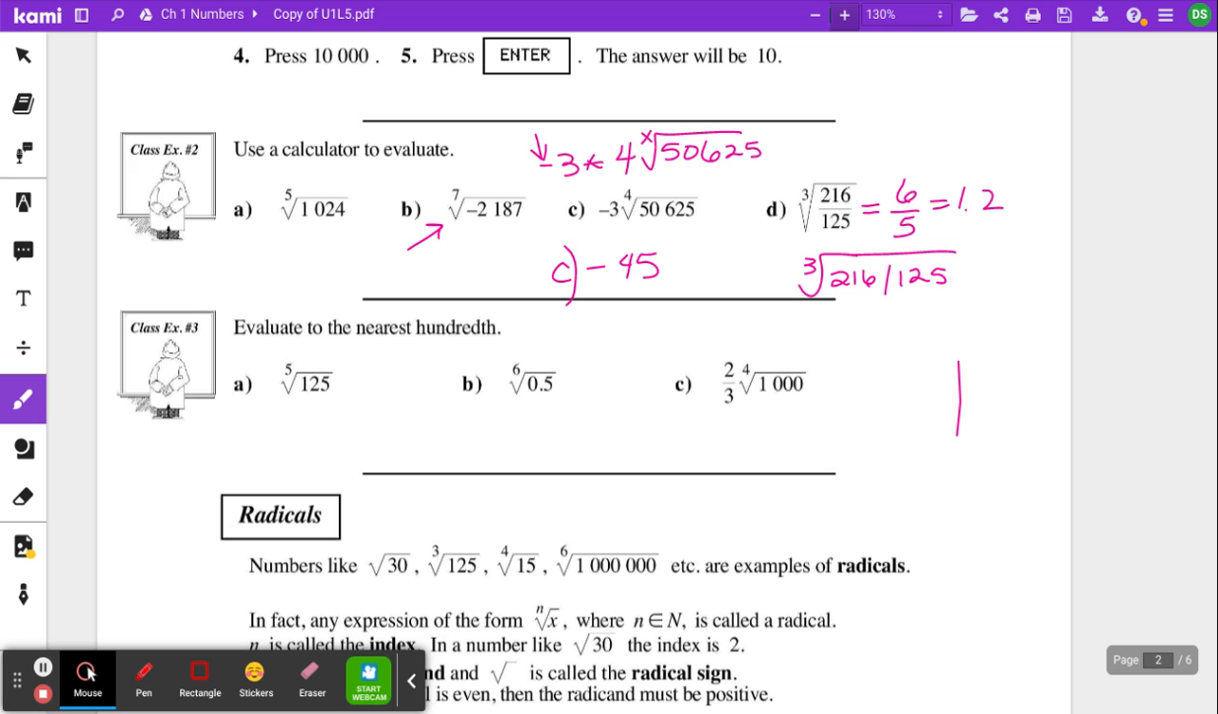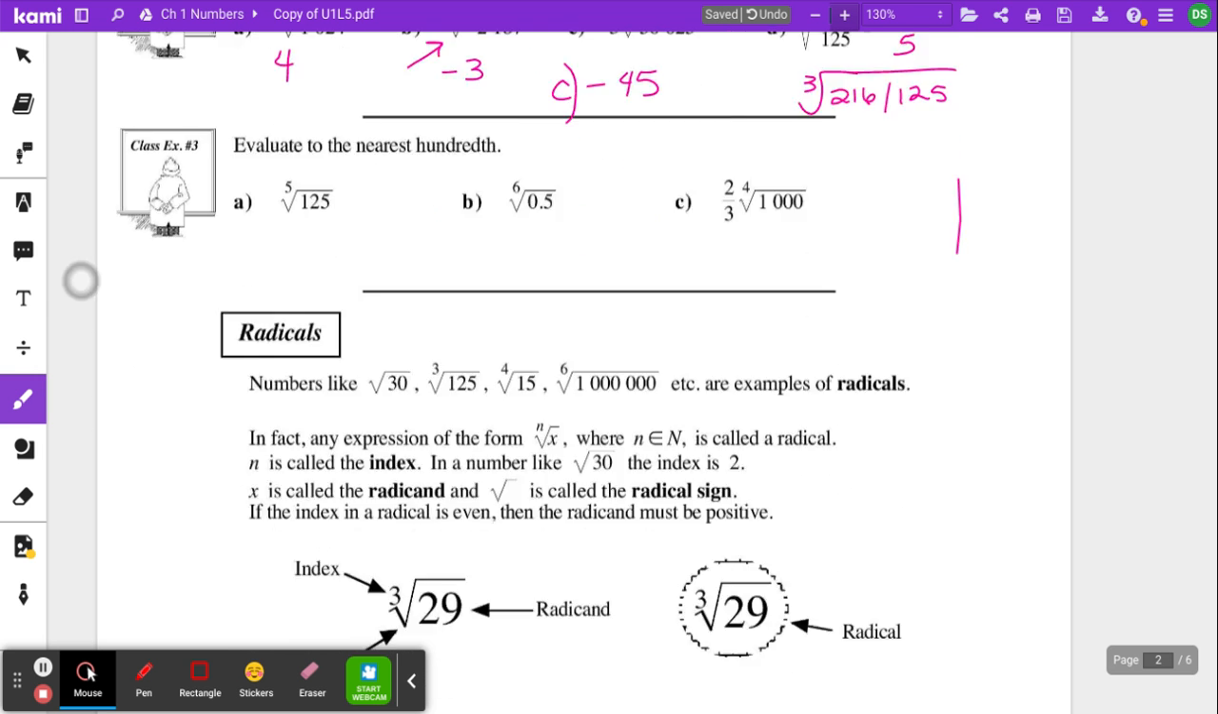And how about the 5th root? What is the answer to that one? Negative 3 is the answer to this one. How about the answer to the 5th root of 1024? 4? Okay, good. Moving on.